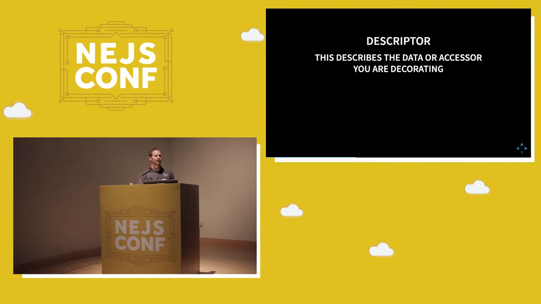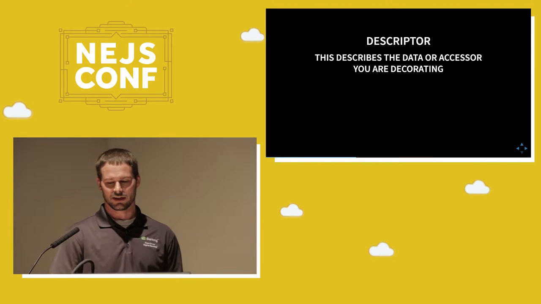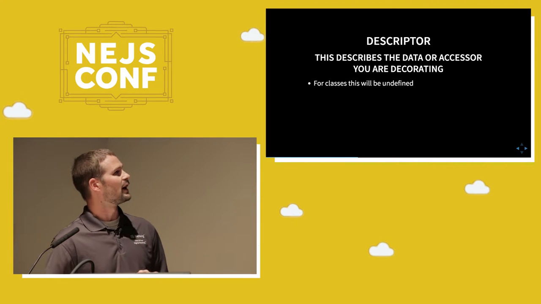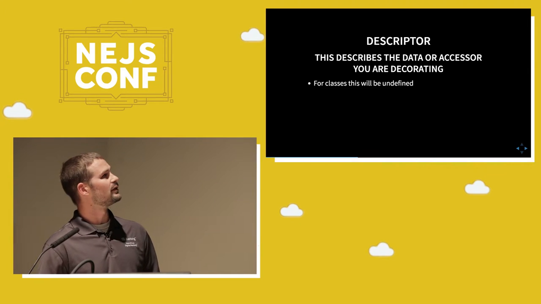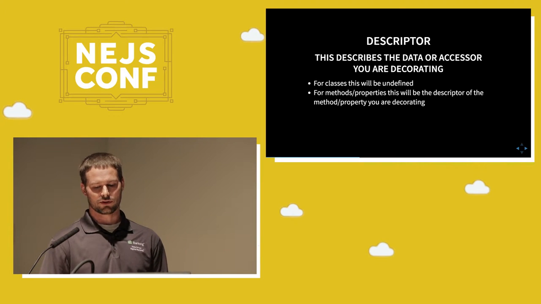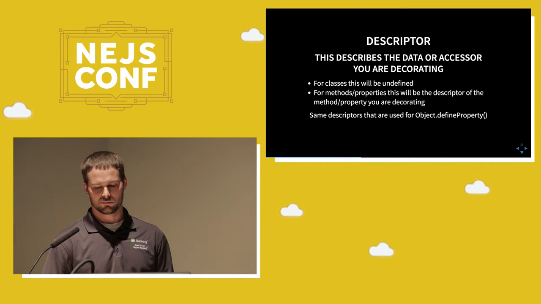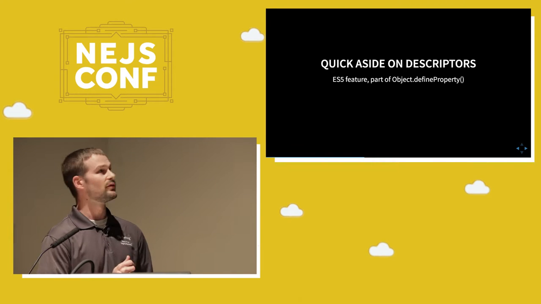I only caught a little bit of that last talk, but if you're like me, you probably didn't know what a descriptor was before. At least I didn't know what it was before I started working with decorators, even though it's really part of an ES5 thing. We're gonna look at what those mean. For class decorators, the descriptor is gonna be undefined. But for methods and properties, it's gonna be the descriptor of that method or property you're decorating. So what does that mean? Let's quickly look at what some descriptors are.